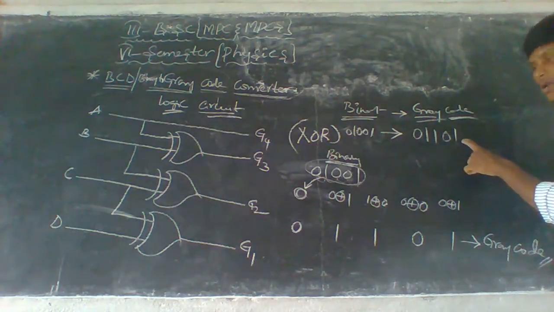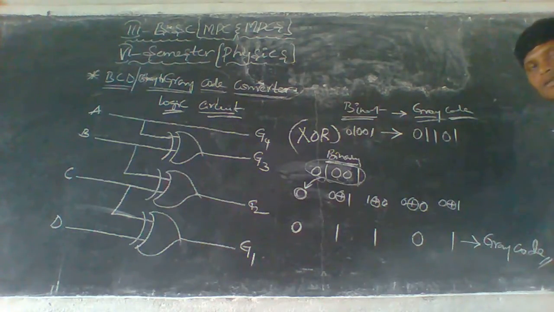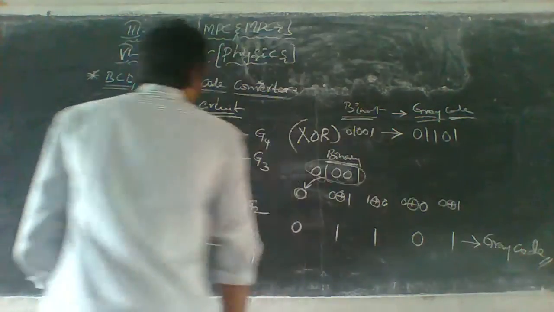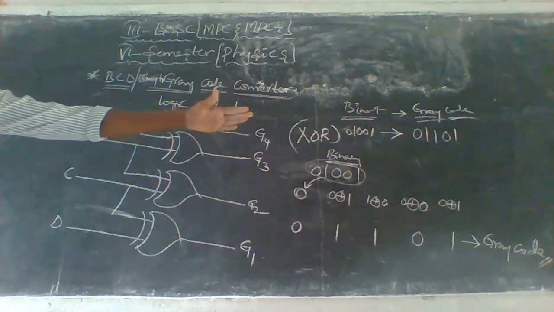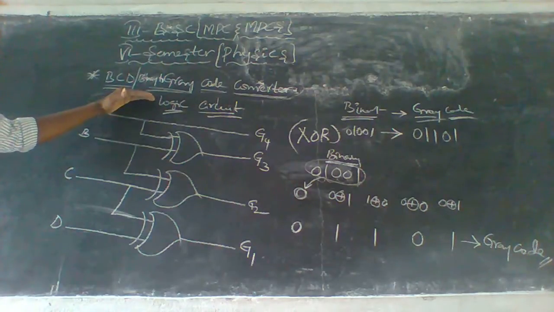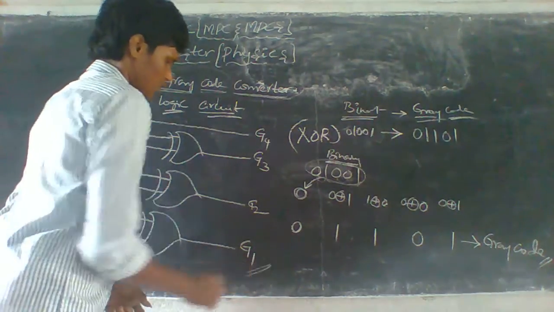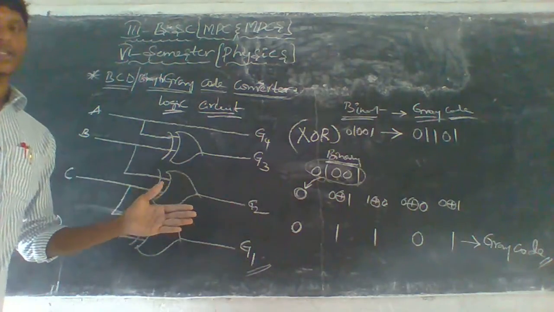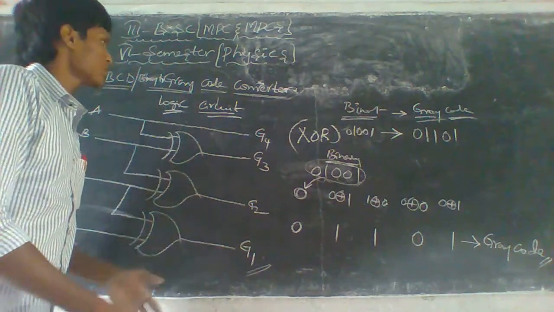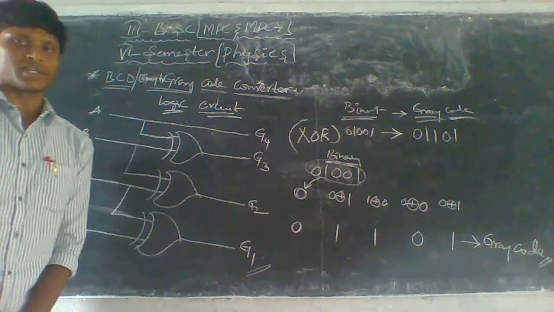So the binary number 01001 converted to gray code is 01101. Okay, so here this is the example of the binary to gray code converter, and this is the logic circuit of the binary to gray code converter. So this is about the binary to gray code converter. Okay, have a nice day. Thank you.